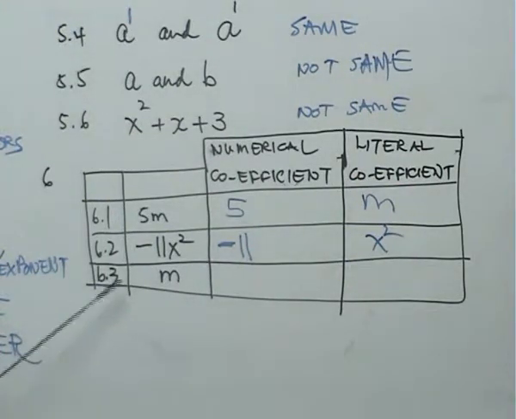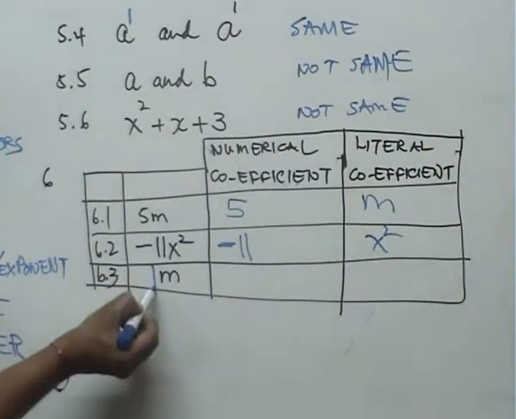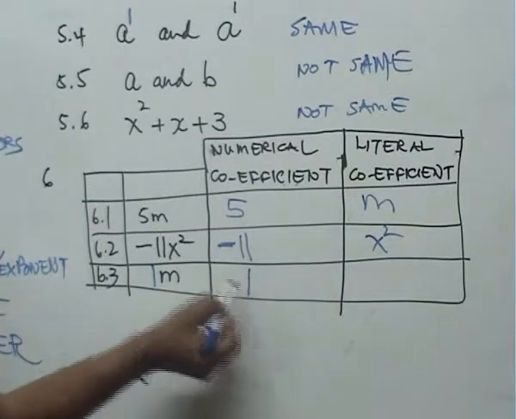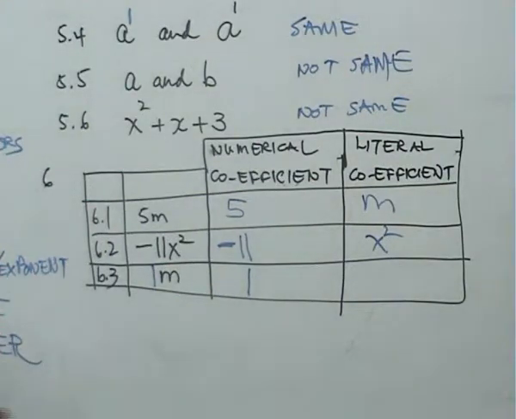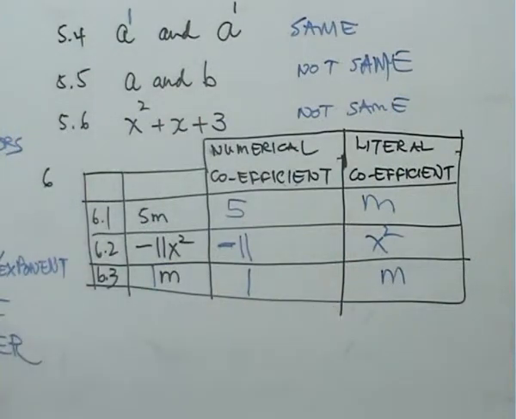6.3. Now be careful. In 6.3, there is a number here. The number is not written. It is understood. In maths, understood means it is there, but it is not written. So we know that the number that is understood here is 1. Therefore, the numerical coefficient is 1. And the literal coefficient is m.